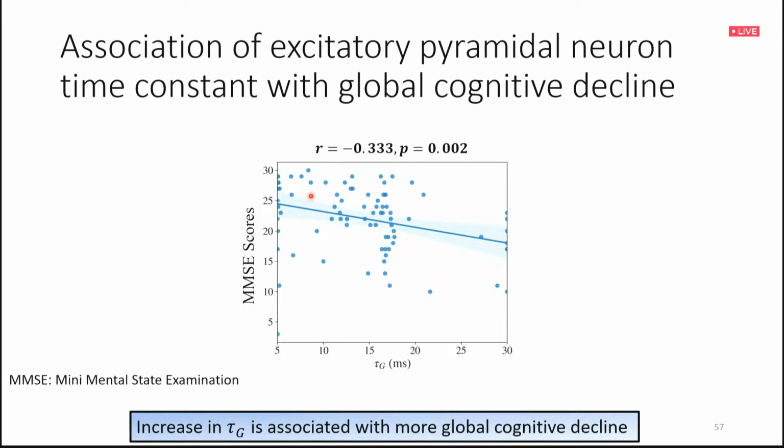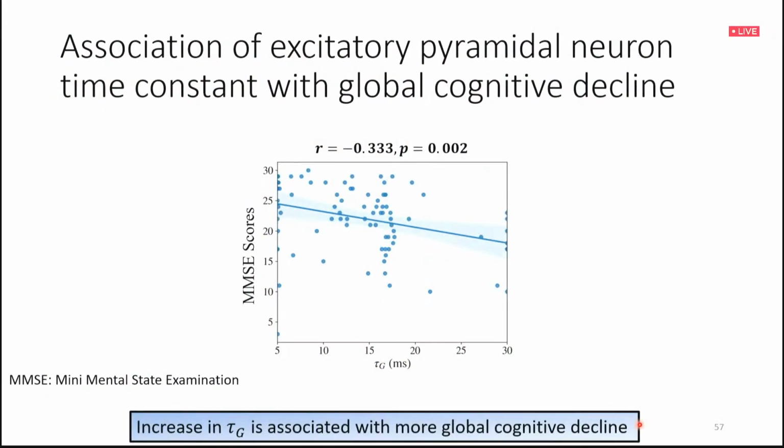This score, when it reduces, indicates more cognitive decline. So what this plot is indicating is that an increase in tau g is associated with more cognitive decline. What it's trying to tell you is that there is an impairment in the long range excitatory neuronal population, and that is associated with global cognitive decline. Now this is quite intriguing, because human neuropathological studies indicate that the pathology that impacts global cognitive decline preferentially affects excitatory neurons, and we see this unique association even here just using raw neuroimaging data and modeling on that.